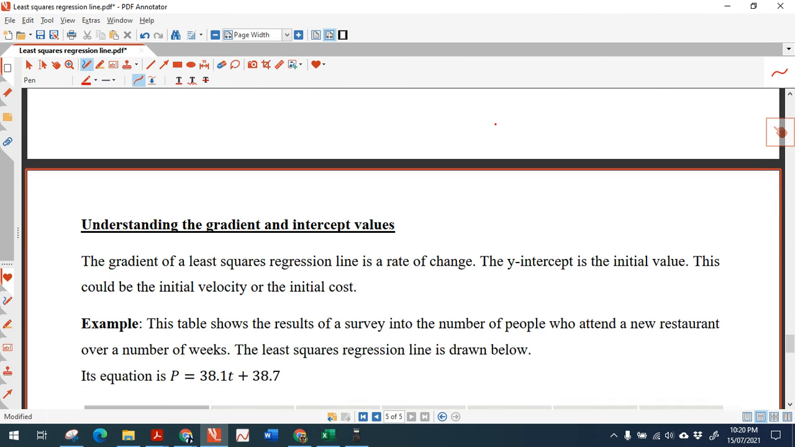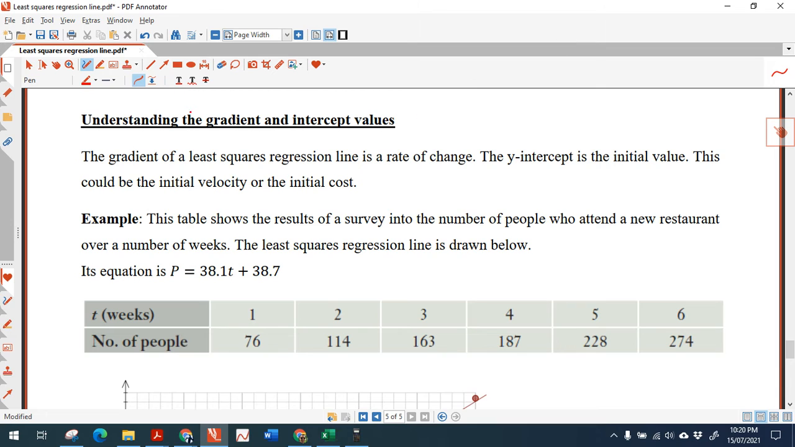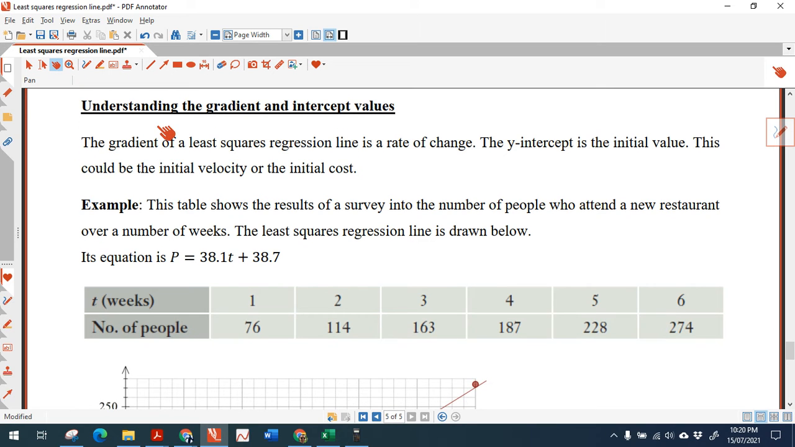Okay, moving on along. Now, you are unlikely to get a question on a spreadsheet because you won't have a computer in the exam, but you will be expected to understand what the gradient and y-intercept are for the least squares regression lines. Okay, now you've got to remember that for your least squares regression line, gradient is a rate of change. Okay, and the y-intercept is the initial value. This could be initial velocity. We've done an example of that before, or say the initial cost for starting up a business.